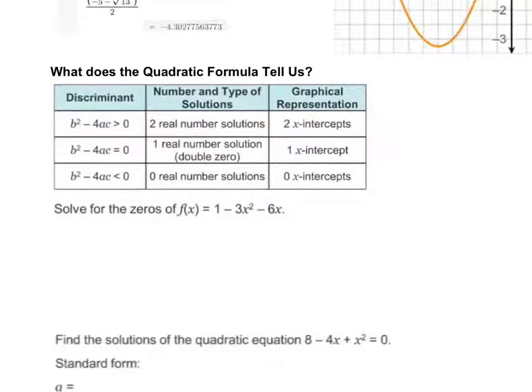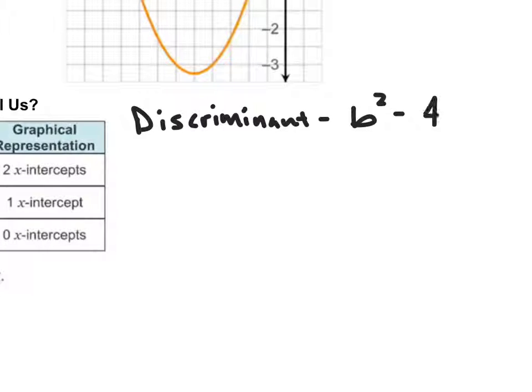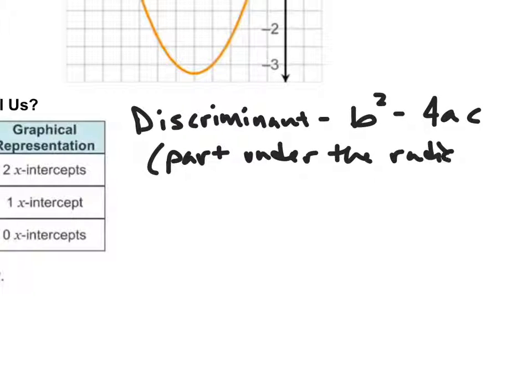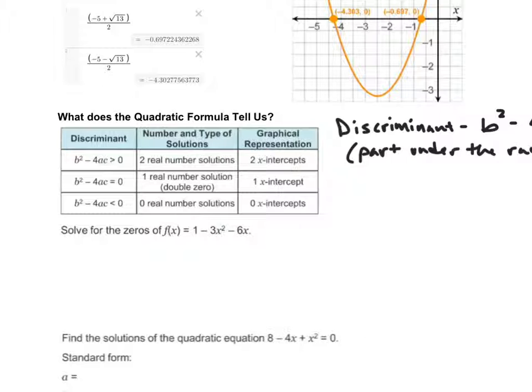All right. Let's talk about what the quadratic formula tells us. We have this thing called a discriminant. Let's write this down over here: the discriminant is b squared minus 4ac. It's also the part under the radical. And what the discriminant does is tell us the types of solutions that we have.